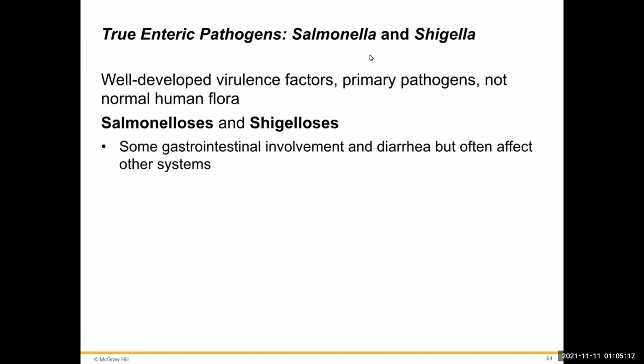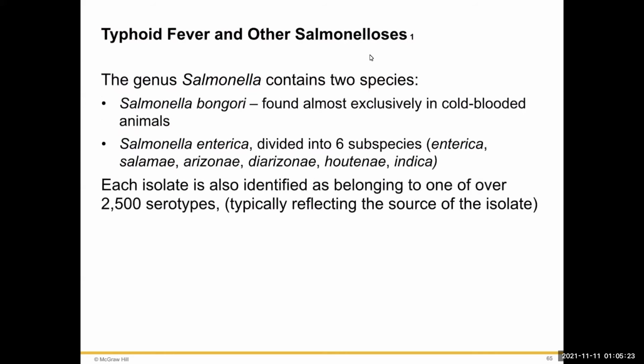Salmonellosis and shigellosis have gastrointestinal involvement and diarrhea but often affect other systems too. The genus Salmonella contains two species, Salmonella bongori and Salmonella enterica. Salmonella bongori is found exclusively in cold-blooded animals, so reptiles. If you're handling pet reptiles, Salmonella bongori can transfer as a zoonotic infection to humans. Salmonella enterica has 6 different subspecies, each belonging to one of over 2,500 serotypes, reflecting the many different sources it comes from.